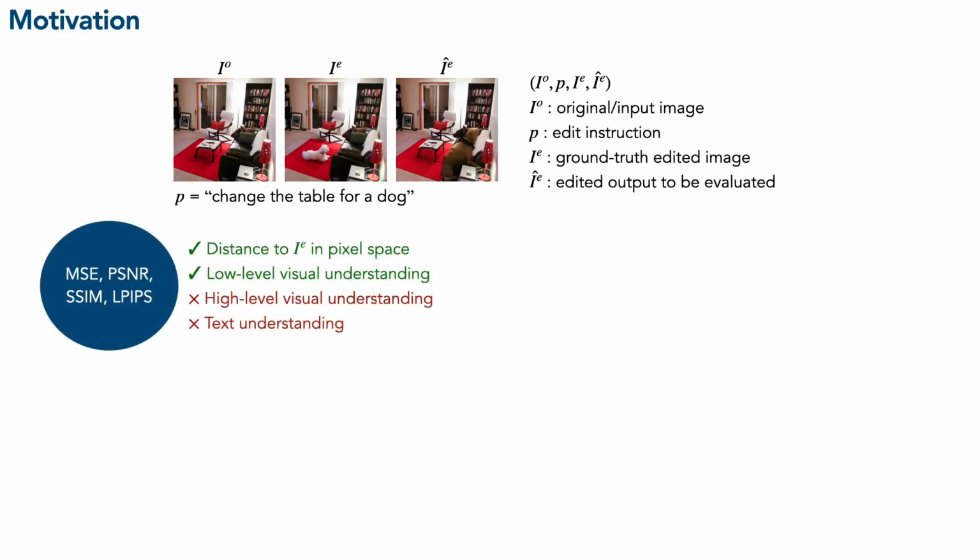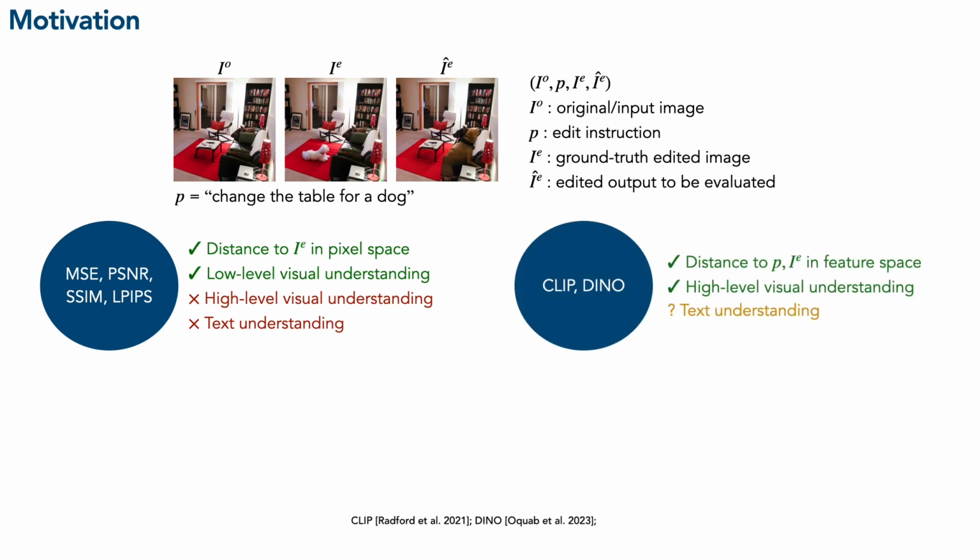Traditional metrics measure pixel similarity to the ground truth edits, but it makes high-level visual comparison and semantic alignment to the edit instruction difficult. Methods use CLIP or DINO, which capture high-level visual similarity, but CLIP has limited text understanding when handling long text with complex attribute object compositions.